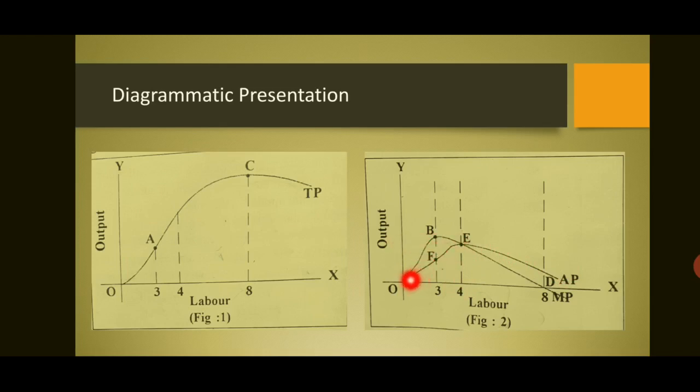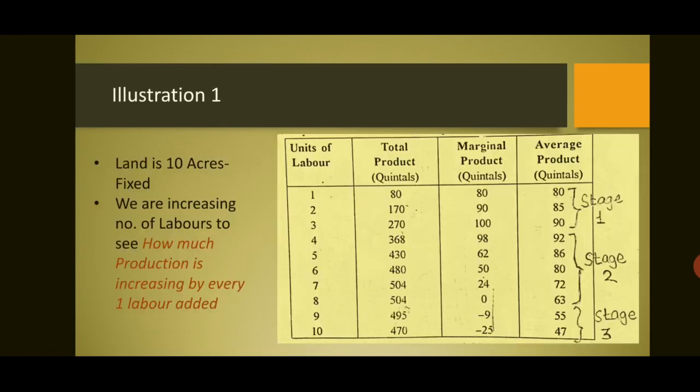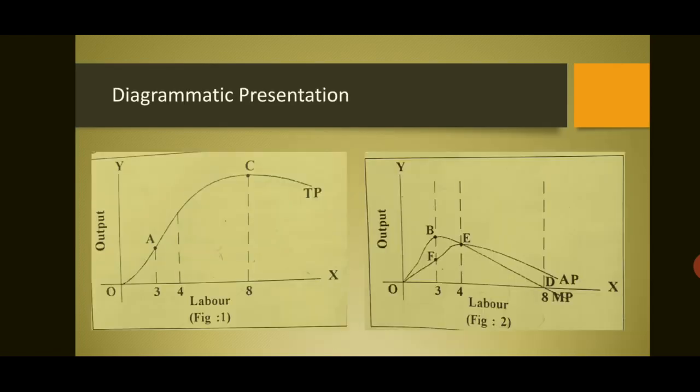From labor 1 to 4, it is increasing by 80, 85, then 90 and 92. Then after, it declines by 86, 80, then 72, etc. So this is the curve of average production.